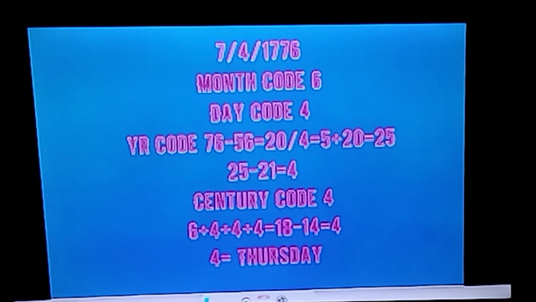So our equation is 6 plus 4 plus 4 plus 4 equals 18, minus 14 equals 4, which is a Thursday. And 18 is also in the Thursday column as well. So even if you didn't want to subtract 14 from 18, 18 is Thursday. And the reason why I subtract 14 from 18 is because 14 divides evenly by 7. But that's just to break it down smaller.